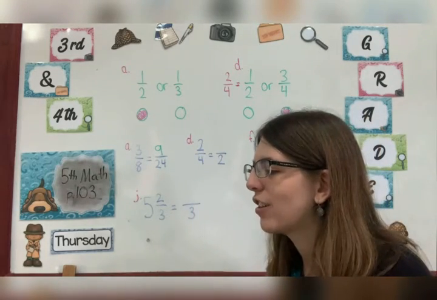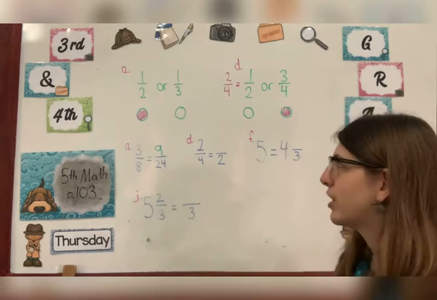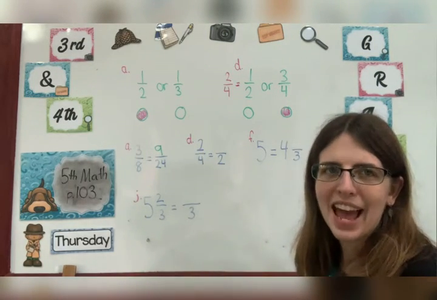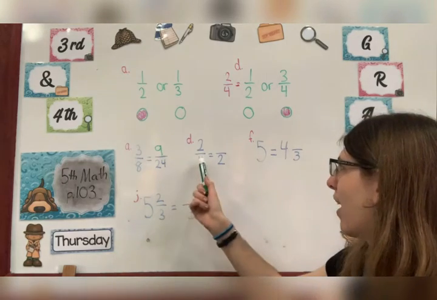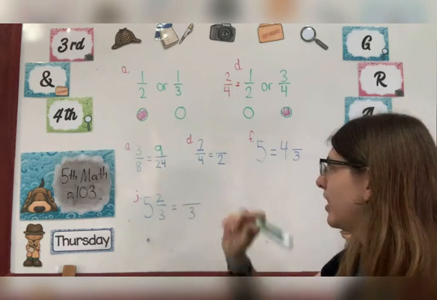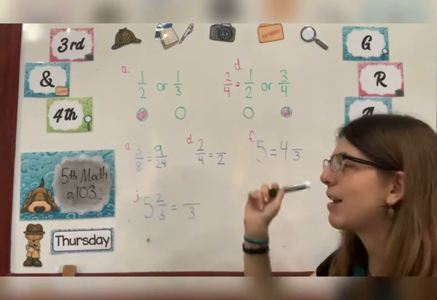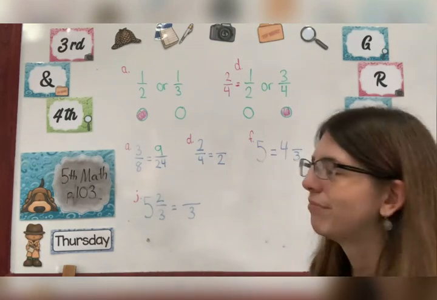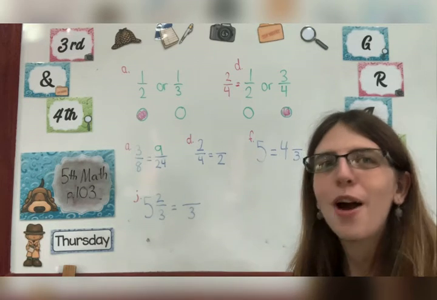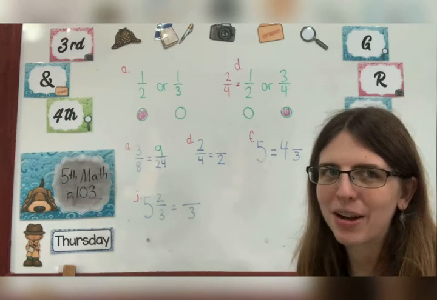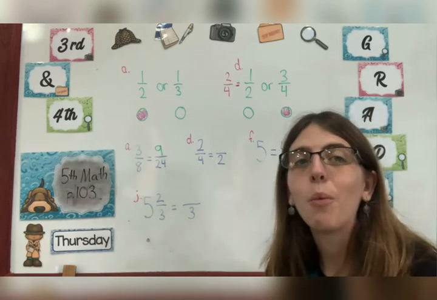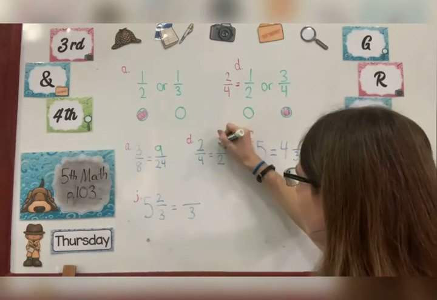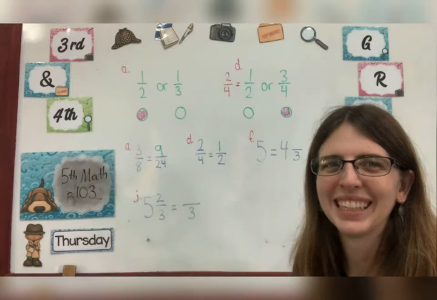All right, now let's look at letter D. This one is just reducing. 2/4 equals how many halves? So I'm reducing. I divide 4 by 2 to get 2. So that means I need to divide my numerator by 2 to get 2. What do I get when I divide my numerator by 2? I get 1, because 2 divided by 2 is 1. There we go. That's better.